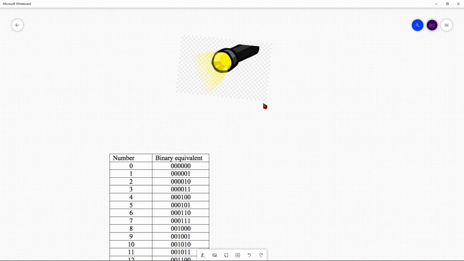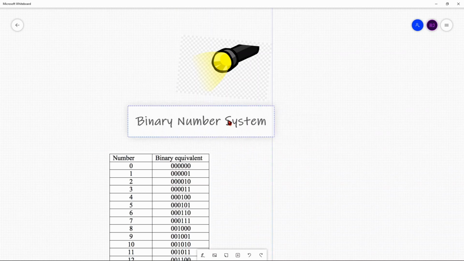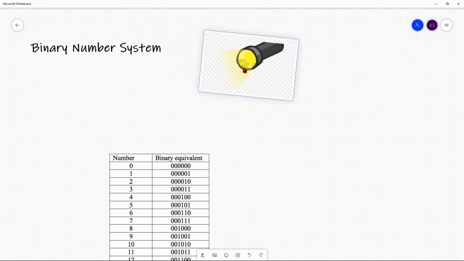So we only have two possible states. That's why this system is called the binary number system. The binary number system, because binary means 2. There's only two possible symbols in this. So let's figure out how this counting works.